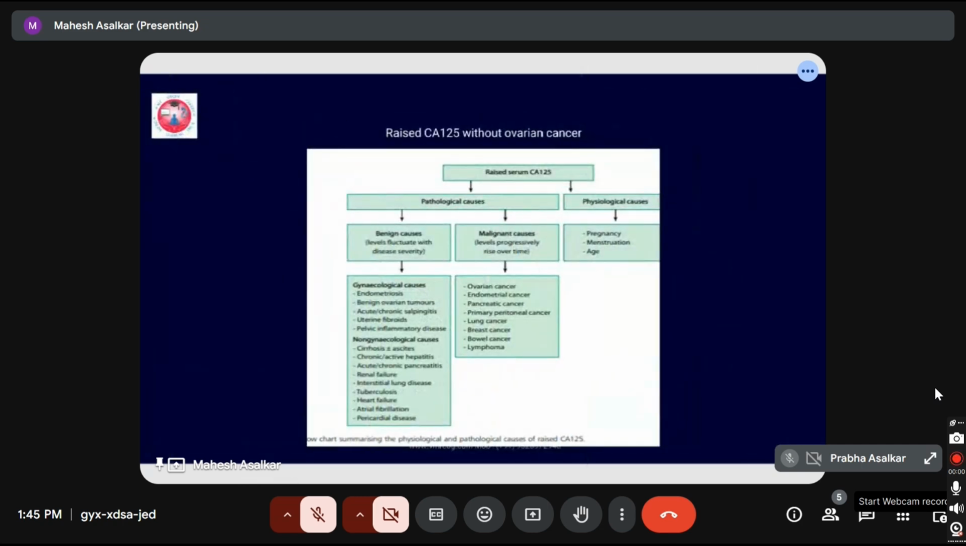Okay. Now, what are the conditions in which CA125 is raised apart from ovarian cancer? So, raised CA125 can be because of physiological causes as well as pathological causes. And what are the physiological conditions? Pregnancy, menstruation, age, etc. These are the physiological conditions in which the CA125 levels will be raised. And pathological conditions can be benign or it can be malignant also. Not only ovarian cancer but other cancer such as endometrial cancer, pancreatic or primary peritoneal cancer, lung cancer, breast cancer, bowel, lymphoma. So these are the various cancers or the malignant conditions in which CA125 levels are raised.